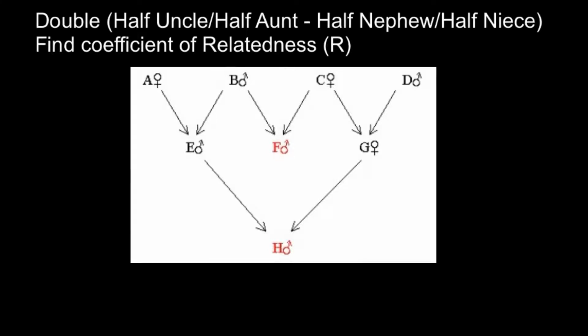Hello and welcome to Nikolai's genetics lessons, and in this video I'm going to talk about relationship coefficient, and we use letter R to designate coefficient of relatedness, or how two people share common blood or common genes. In our case we have to find coefficient of relationships for these two individuals.